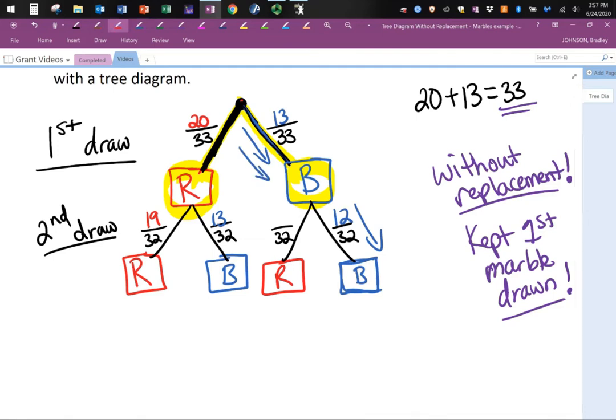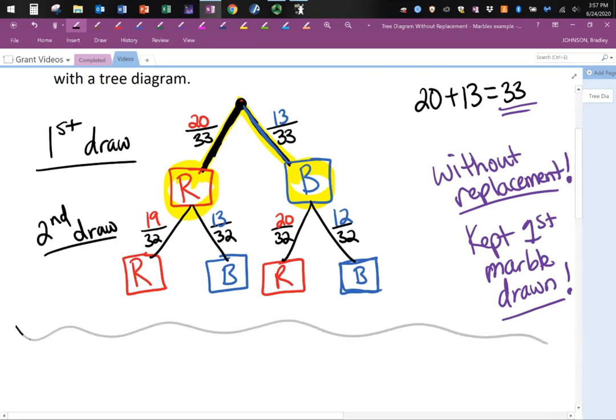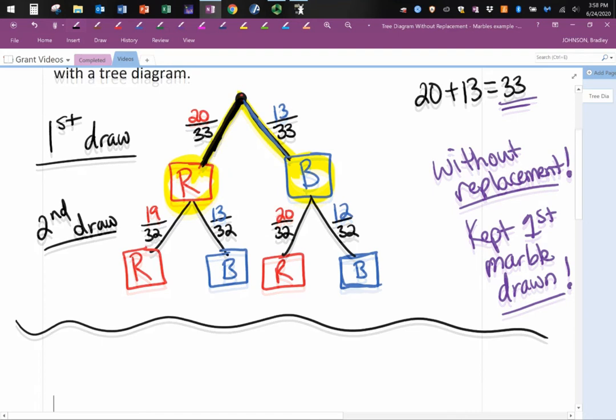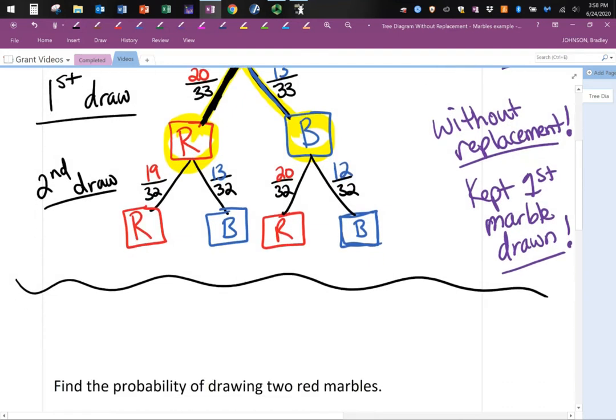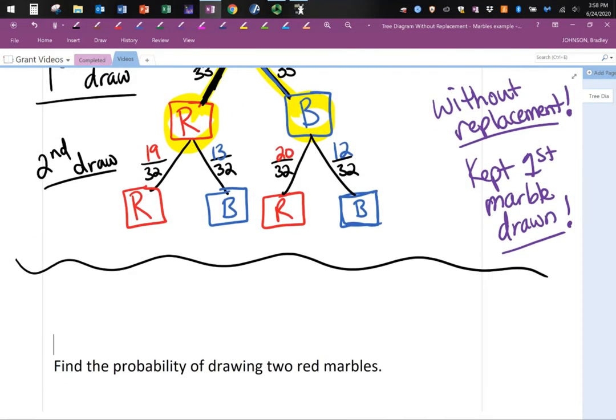But we did not touch the red marbles, right? So there's still 20 red marbles in the jar to be selected from. So 20 out of 32 would be its probability of being selected, a red one. Okay, so we have completed our entire diagram. Now let's look at some probabilities. So let's find the probability of drawing 2 red marbles.